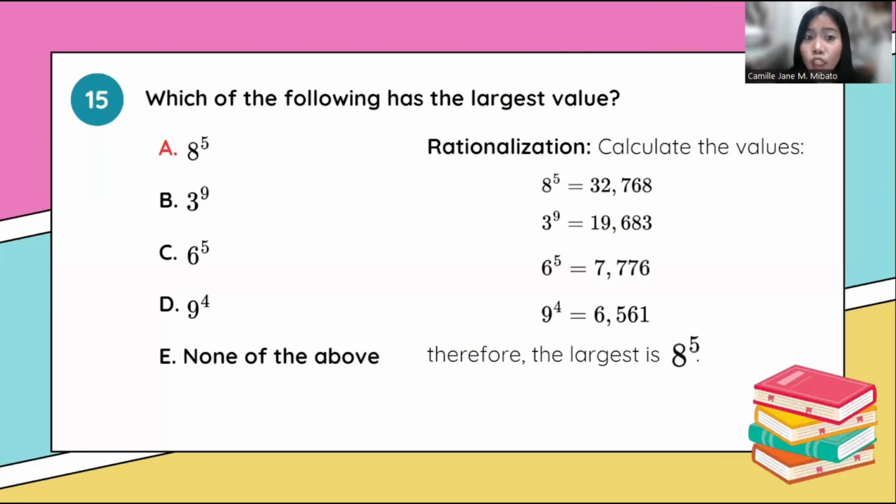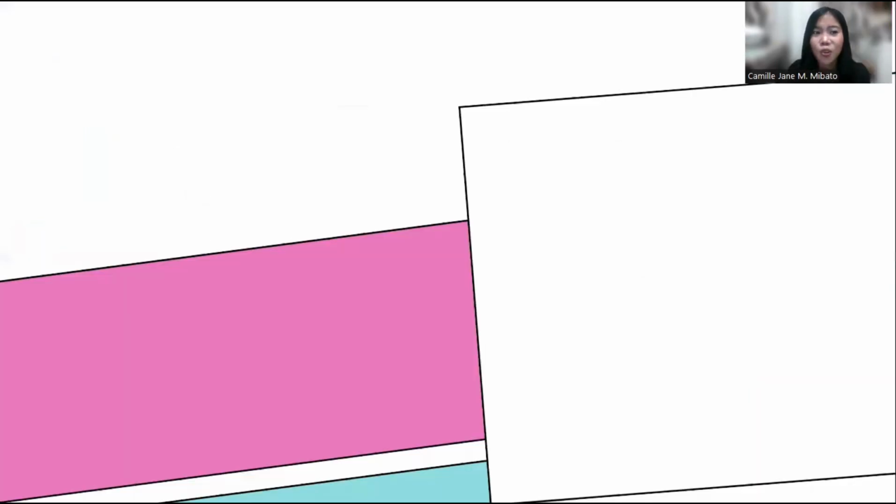Because when you calculate all the values, 8 raised to the power of 5 is equal to 32,768. So therefore, the largest is 8 raised to the power of 5, letter A. Okay? Now let's proceed to question 16.